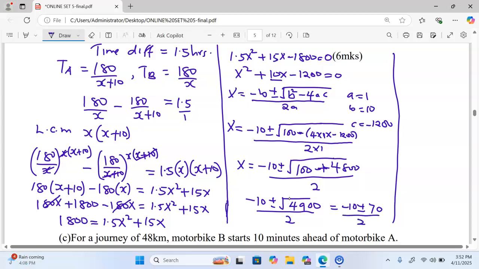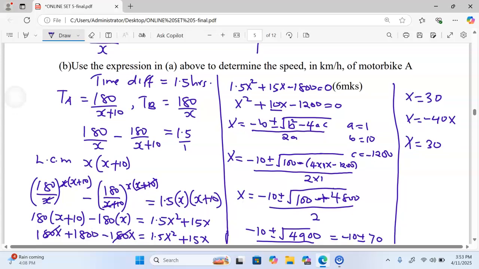Now the first value of x is going to be equal to minus 10 plus 70, which is positive 60, divided by 2, you get 30. And the other value of x is going to be minus 10 minus 70, which is going to be negative 80, divided by 2, which is negative 40. But remember, the value of x cannot be negative for the speed, and therefore we ignore the negative value. Hence, x is going to be equal to 30.